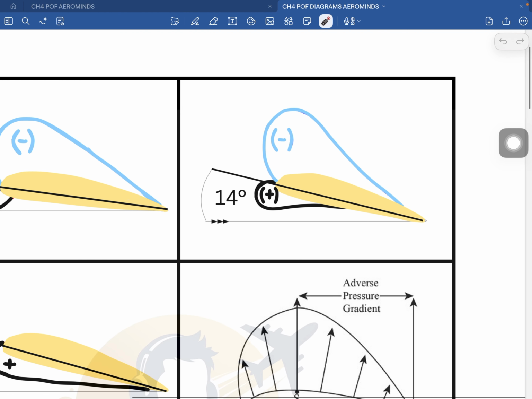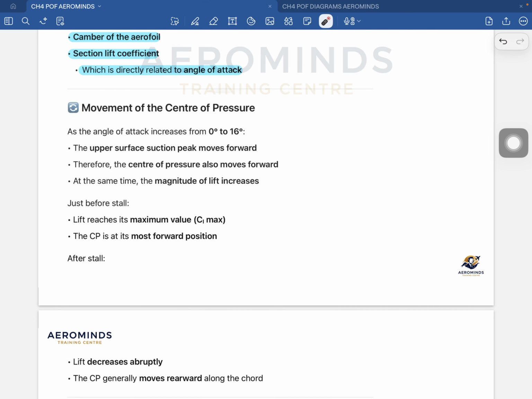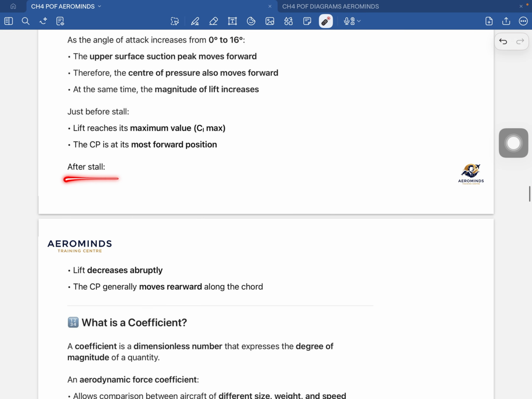So we'll see the next one, which is 14. So you guys can compare this. At 8 it was here, and at 14 it will be somewhat more to the front, near the leading edge. It will be closer to the leading edge. And then afterwards, after the stall, the lift will decrease abruptly because of the flow separation, of course. And when that happens, the pressure distribution changes very dramatically.